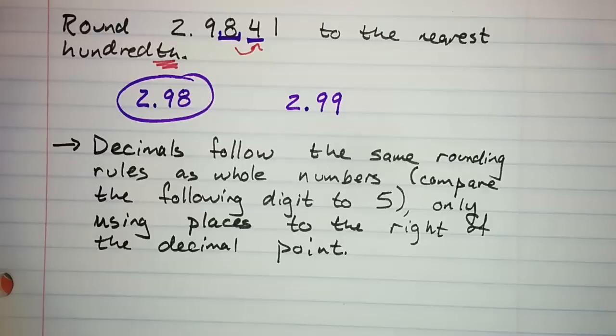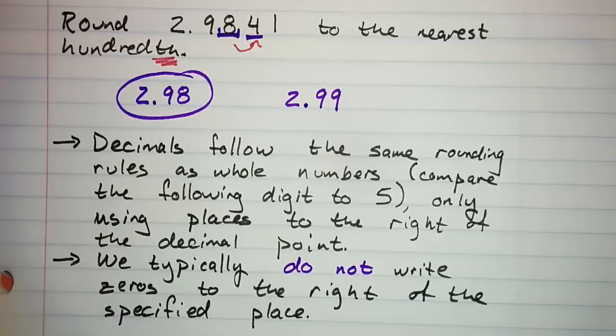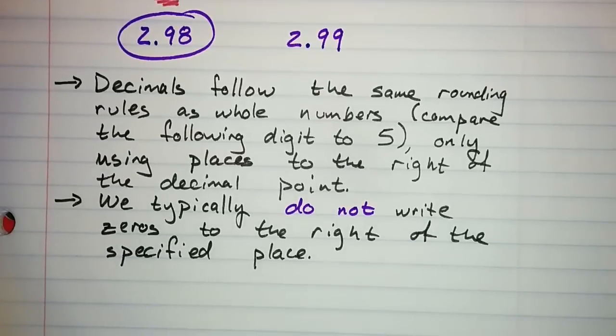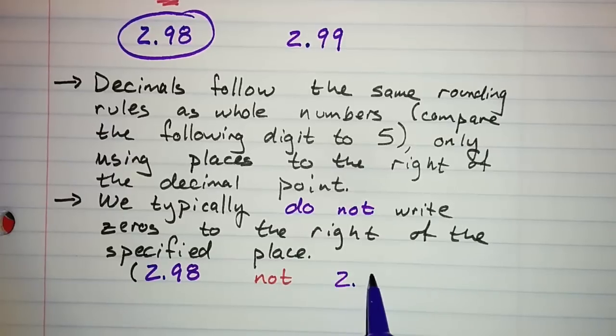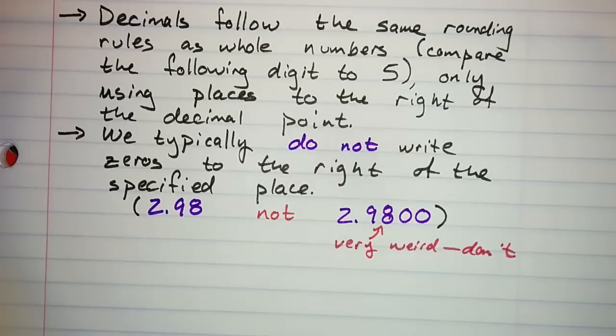Also notice, we typically do not write zeros to the right of the specified place. So in this example, I wrote 2.98 and not 2.9800. This is not strictly speaking wrong, but it's very weird. Don't do it. We do typically write a 0 in the specified place if one turns up there.